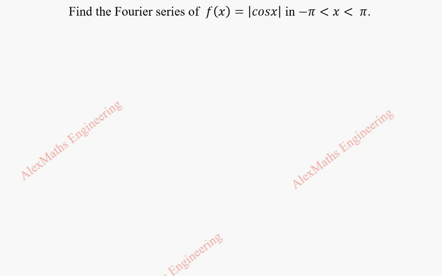In this video, we are going to find the Fourier series for the given function f of x, which is mod cos x in minus pi less than x less than pi. We are going to rewrite this function.